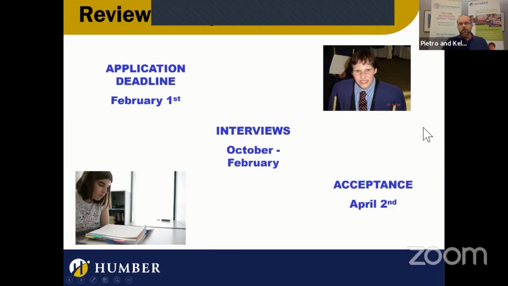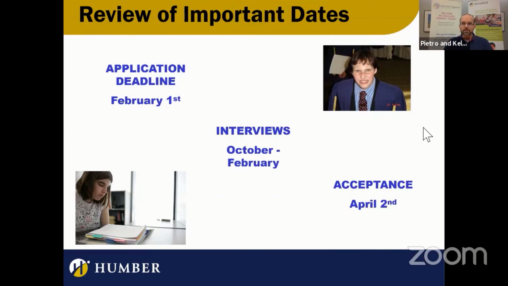Important dates for families to keep in mind. The application deadline, so February 1st. Each year it's February 1st. So really ensuring that you stay on top of that to make sure you don't miss the deadline. Interviews will be offered between October and February. So usually, we might do that through email, where the family or the student would provide an email that we can get in contact with, or a phone number, and the acceptance usually around the beginning of April. So for this coming year, we're looking at April 2nd.